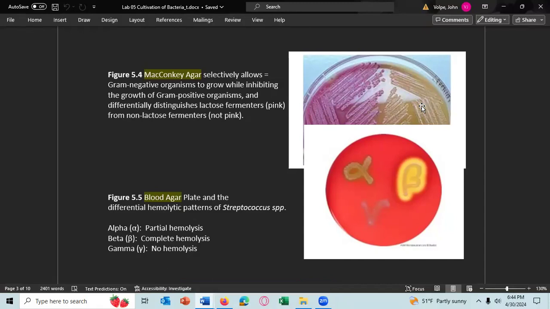All right, I've mentioned that blood agar is both an enriched media. You can get Streptococcus pyogenes to grow on blood agar, and it will not grow on a general purpose media. So it is an enriched media. It is also differential on the basis of the hemolytic ability of the bacteria. You can have bacteria which are non-hemolytic. They're called gamma hemolytic or gamma hemolysis.